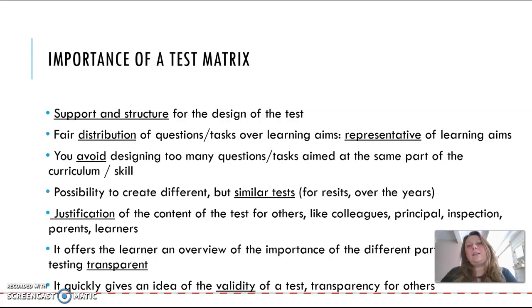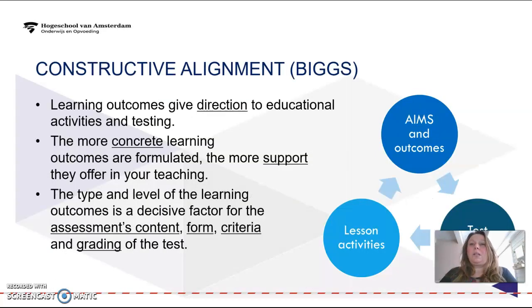So, when looking at the total process of designing a lesson series, course, module, or curriculum, we always start with defining the intended learning outcomes as they give direction to educational activities and testing. The more concrete they are formulated, the more support they offer in your teaching. The type and level of the learning outcomes is a decisive factor for the content, form, criteria, and grading of the test. And this is when you design a test matrix. Before designing the test, before designing a rubric, before teaching.